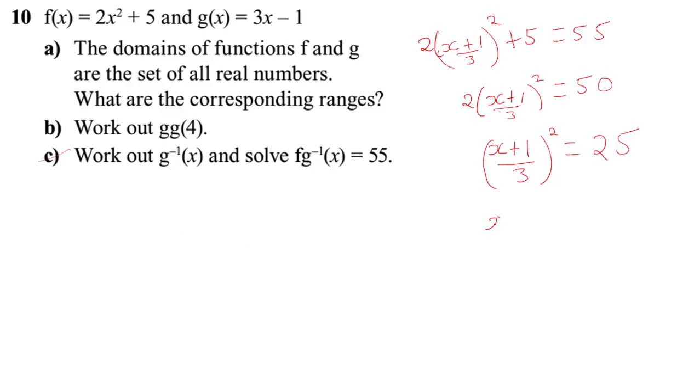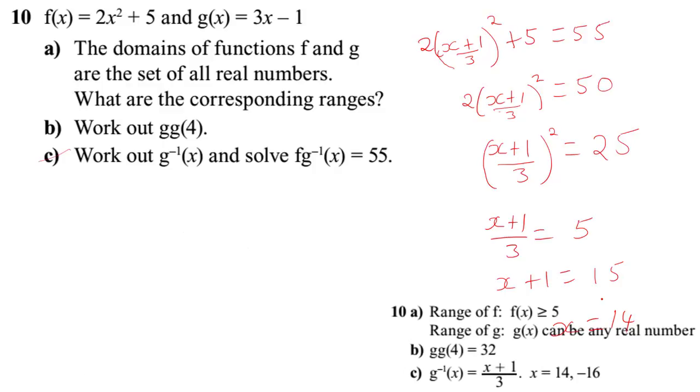If you square root both sides, it's going to have x plus 1 all over 3 equals the square root of 25, which becomes 5 on the positive side. Let's just take the positive side first. If that's the case, then I've got x plus 1 equals 5 times 3, which is 15. And then taking away 1 from both sides, I'm going to have x equals 14, because 15 take away 1 is 14.